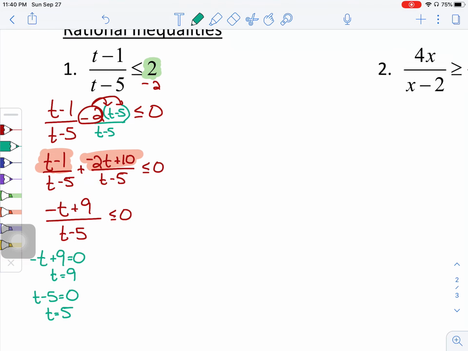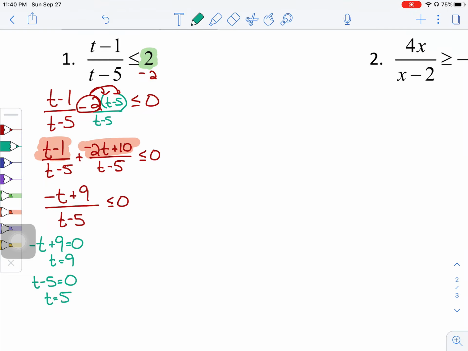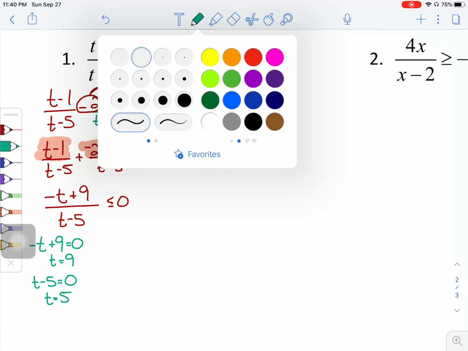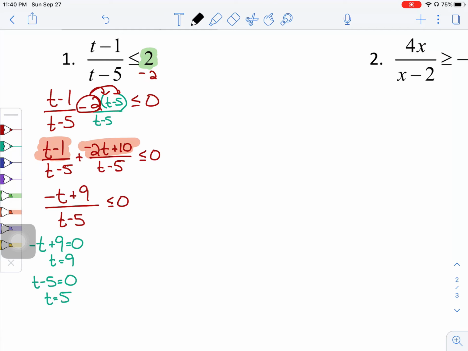All right. So all of this work, and what I'm looking for next is going to be my number line. So on my number line, I'm going to go ahead and put my two critical values. I've got 5 here, I've got 9 here. And we're going to do the same thing that we did with the quadratics, where we're going to test something that is not the critical values.